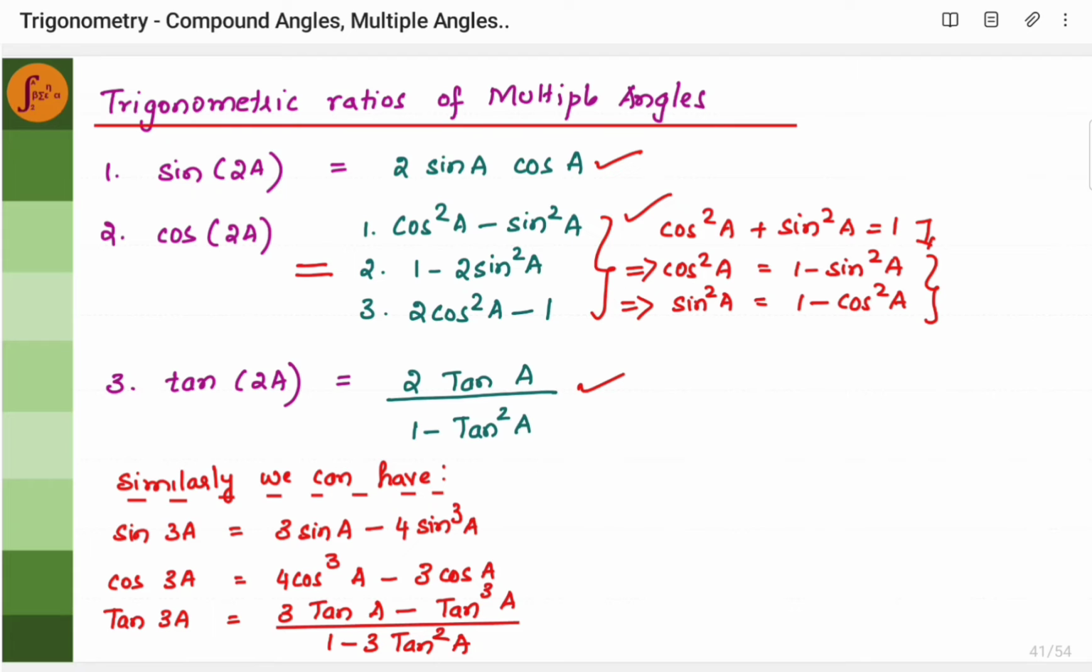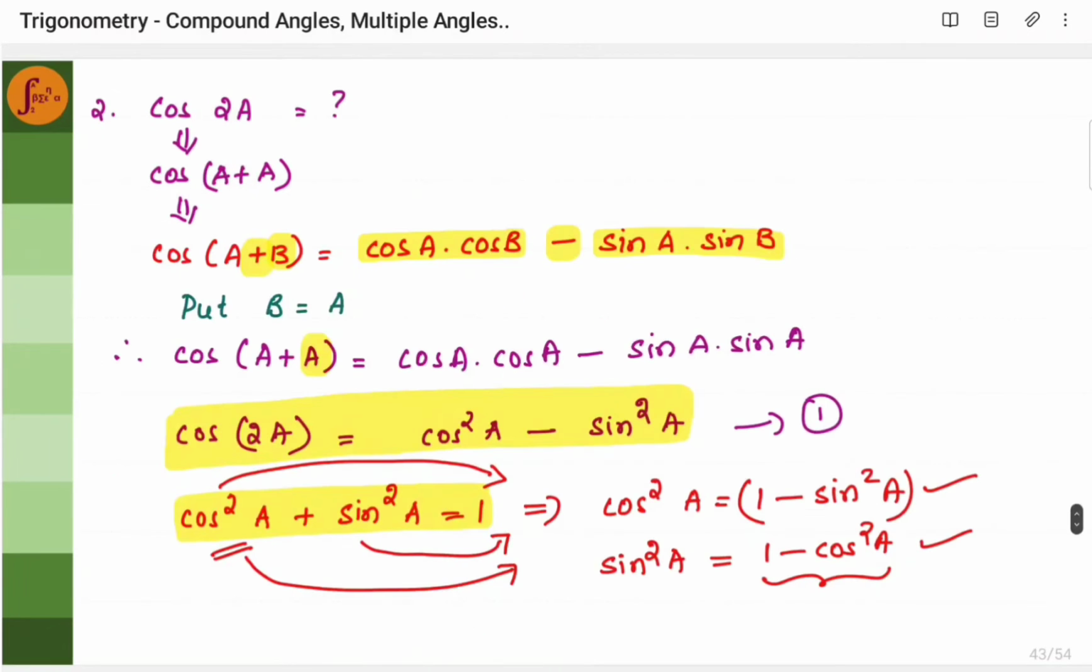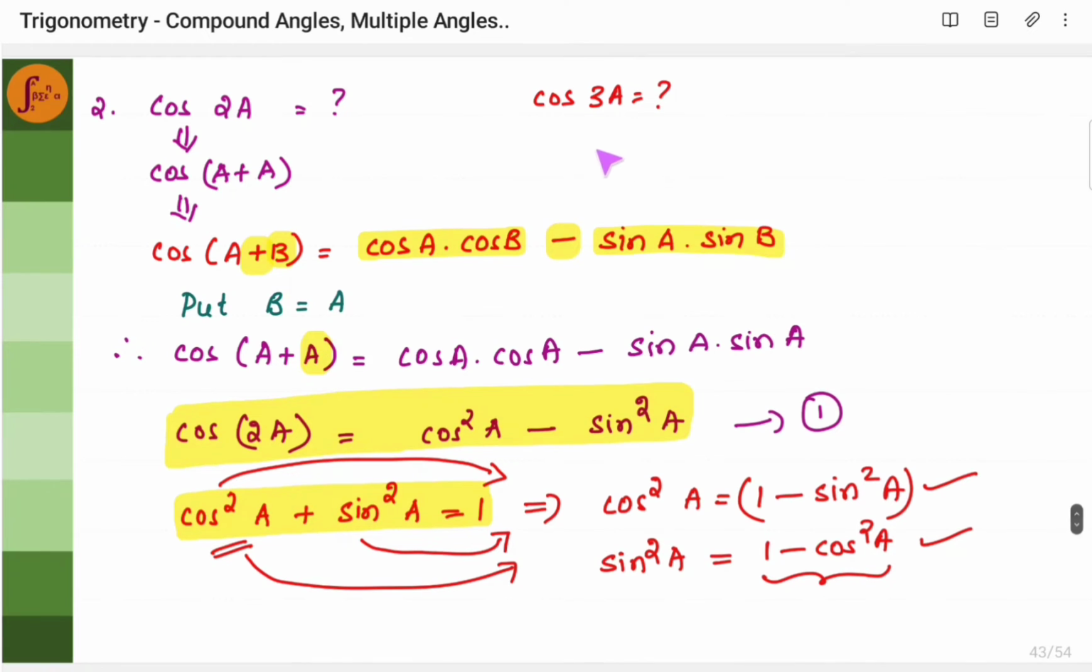Trigonometry is not that tough. There is always a notion that trigonometry is tough because of too many formulas. I agree, but wherever possible, we can always try to derive the formulas. Similarly, we can have sin 3A, cos 3A, tan 3A. You can use the same method of derivation. Can you guess how I'll find cos 3A? Any guesses? I'll write it as cos 2A plus A. Now I'll use the cos A plus B formula.